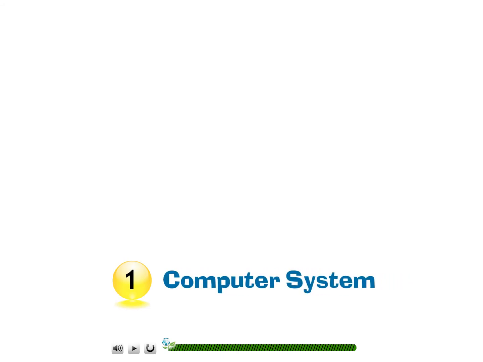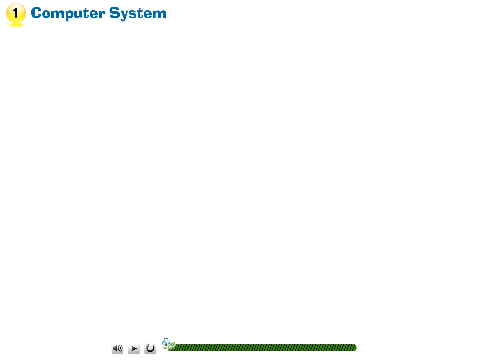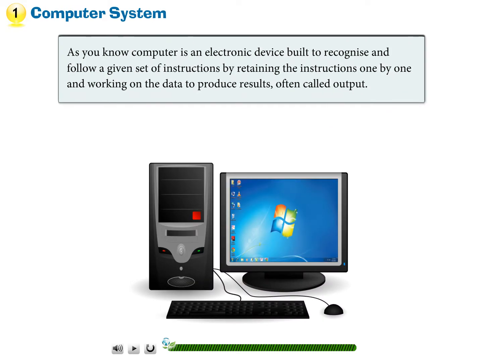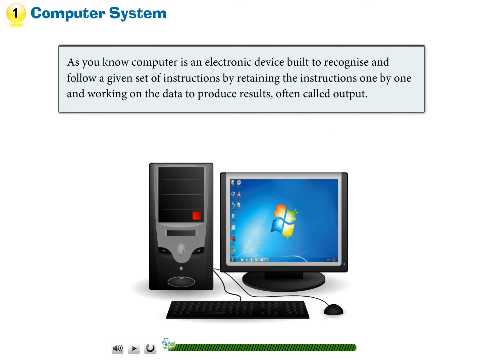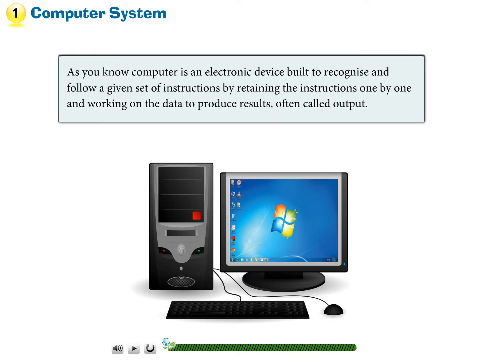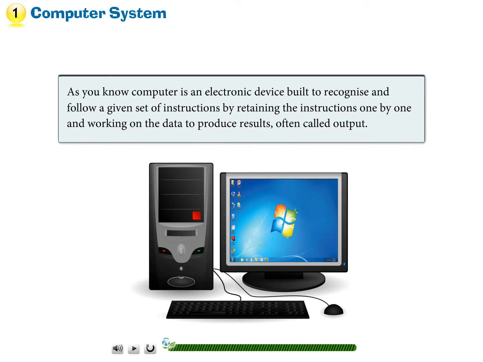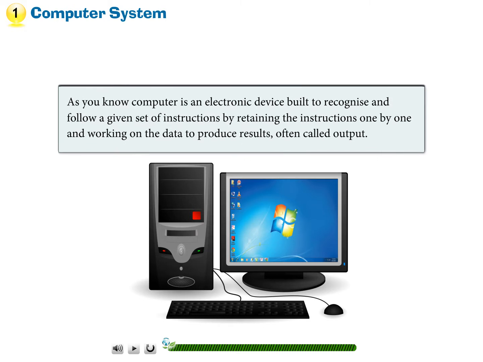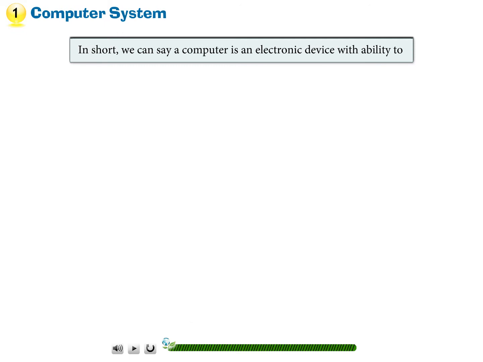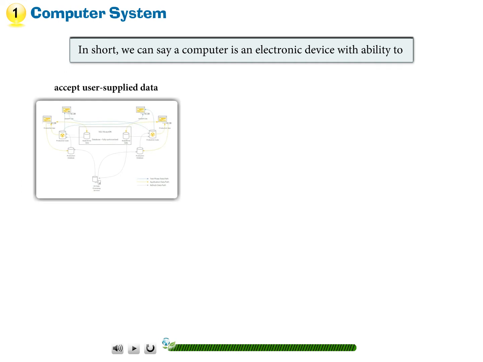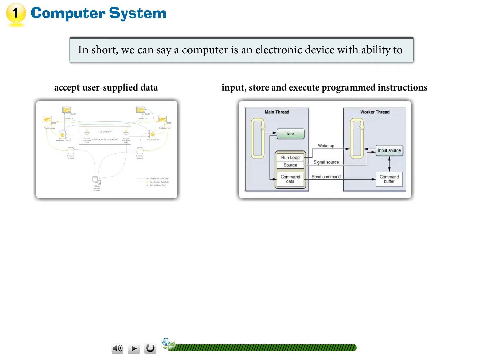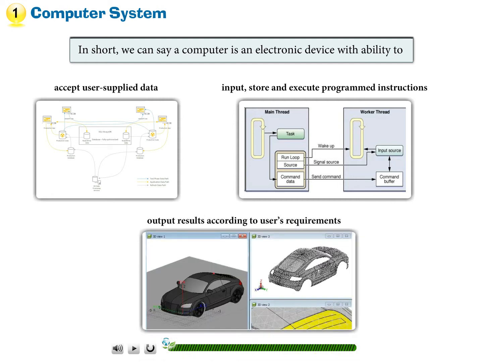Chapter 1: Computer System. As you know, a computer is an electronic device built to recognize and follow a given set of instructions by retaining the instructions one by one and working on the data to produce results, often called output. In short, a computer is an electronic device with the ability to accept user-supplied data (input), store and execute programmed instructions, and output results according to users' requirements.